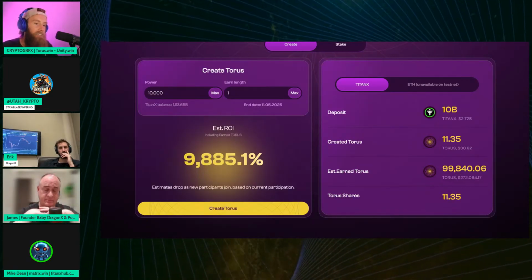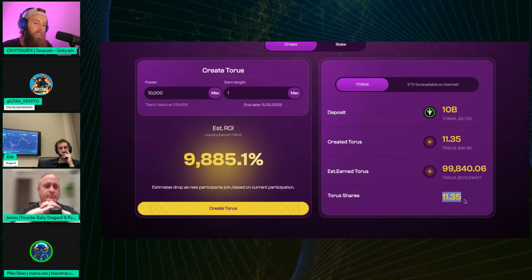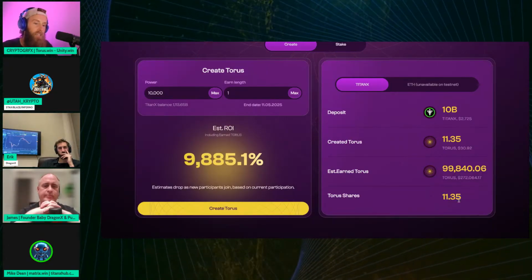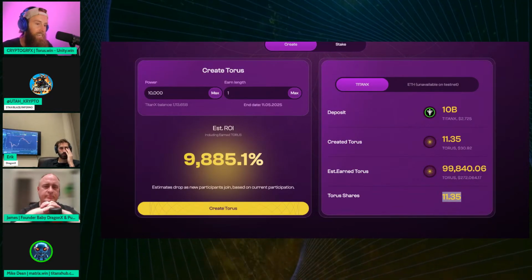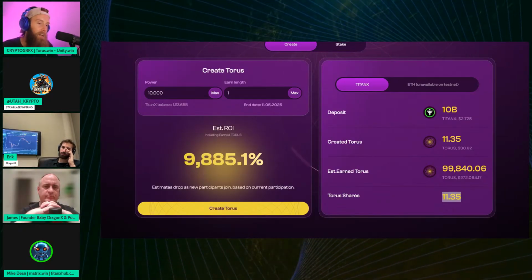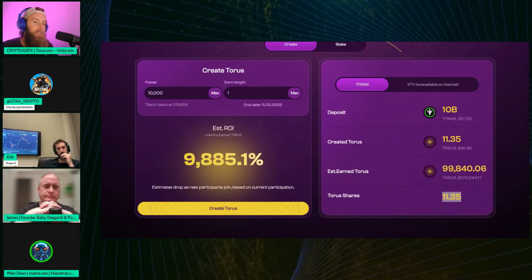And then the next person comes in and does an 88-day stake or creation, and they get 7.7 million shares. And all of a sudden now they only have 11 shares and they get nothing. And now they're either negative ROI by a lot, or they literally got nothing. So it's important to understand about this ROI.